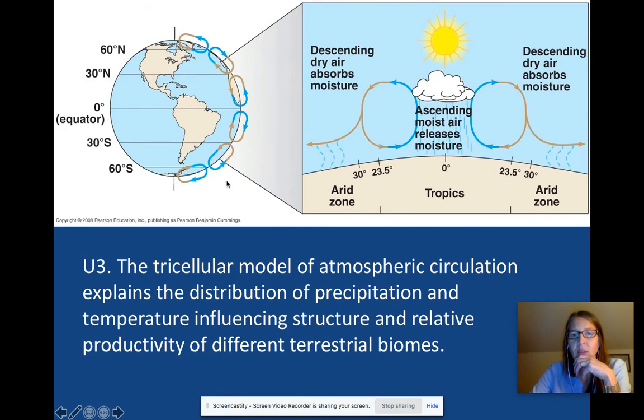So this tricellular model explains why we have lots of precipitation, low pressure here and here. And so we find that because it's warmer, we're going to find wet rainforests here, and here we're going to find wet forests like temperate deciduous and temperate evergreen forests. And that's why we're going to find the drier deserts here, and also the polar regions, which are actually quite dry, based on that tricellular model circulating. There's an animation that I'm also providing for you to take a peek at on this activity.